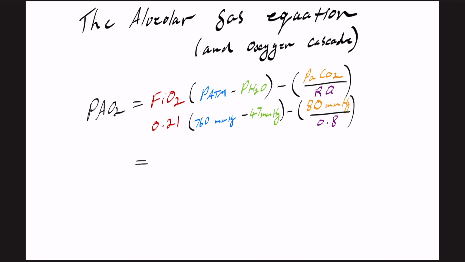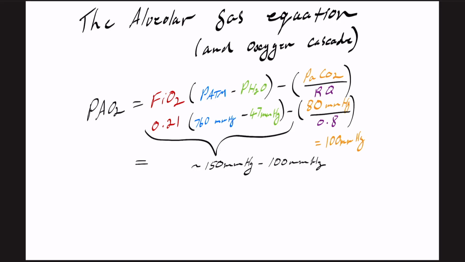So if we were to double it, it would be 80 millimeters of mercury, and we divide it by 0.8, it equals 100 millimeters of mercury. That first part of our equation equals about 150 millimeters of mercury, so you minus your 100. So our PaCO2, just with a doubling of the CO2, has halved our PaO2. So the CO2 has actually taken up space in the alveoli.